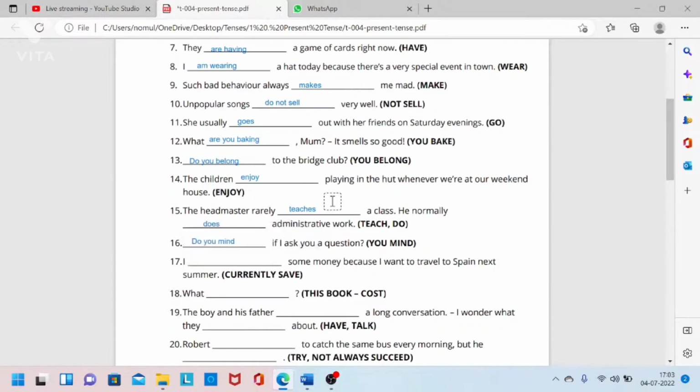So using 17th one, let us finish it now. Dash, I dash some money because I want to travel to Spain next summer. So I am, okay, I am. So what comes next? I am, yes, currently.